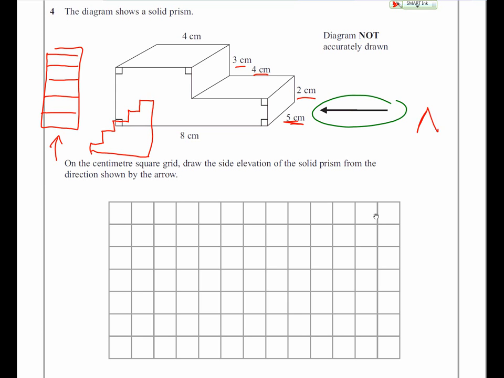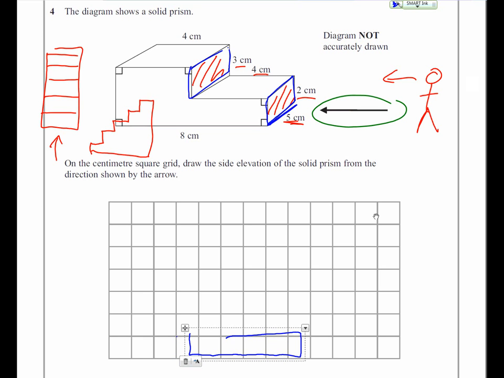So you've got to imagine that you're stood here looking this way. What would you see? Well, you'd see this front bit and this front bit, just like steps. Okay, so we have to draw this and this above it. So the first part is 5 across, 2 up. So let's draw 1, 2, 3, 4, 5 across. And what did I say? 2 up. Made an error. 5 across, 2 up. Let's put it here.